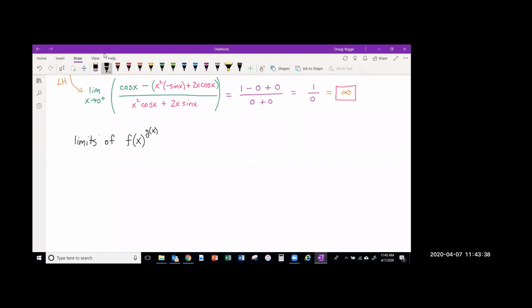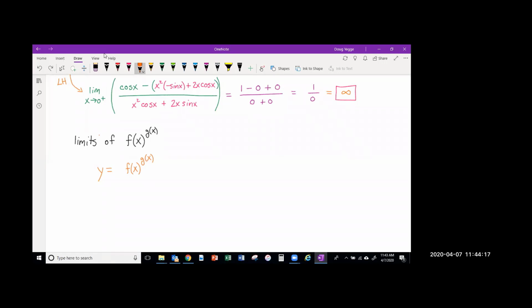Okay. There are a couple of ways to approach this. The easiest way to approach this is, well, it doesn't really matter. We'll do both. So one way to do this is to rewrite this as y equals f of x to the power of g of x. So one way to deal with a limit that involves a function to a power of a function is to label it as y equals.